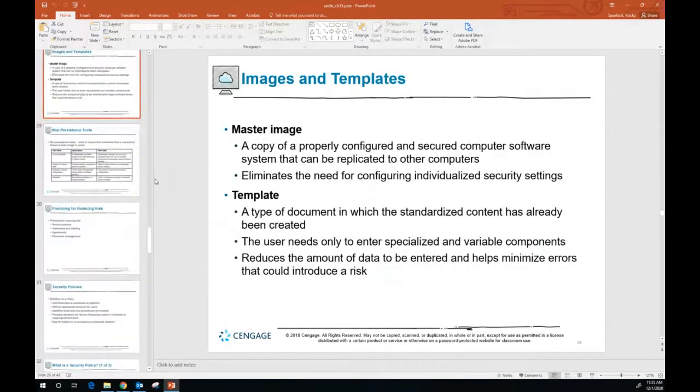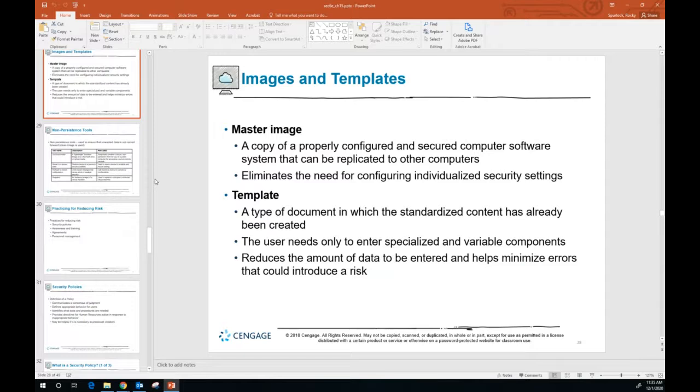You can also use images and templates. All right, a master image, that's a copy of a previously configured and secured computer software system that can be replicated to other computers. So what this does is eliminates the need for configuring individualized security settings. So we create the image and then we install the image on every device.